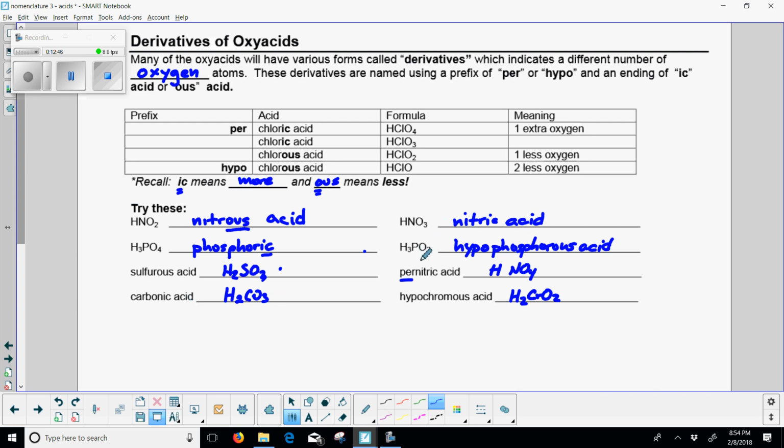Oh, here's a phosphate missing 2 oxygens. So this would be hypophosphorus acid. Us is less, don't forget. Pernitric acid. So you've got your nitrate, the hydrogen, and you've got the extra oxygen. Hypochromous, you're missing 2 oxygens, so instead of CrO4, you have CrO2. Charge is still 2. So that's about it.